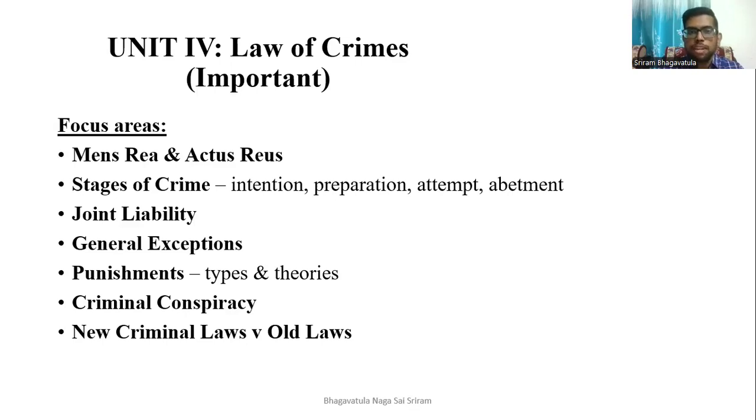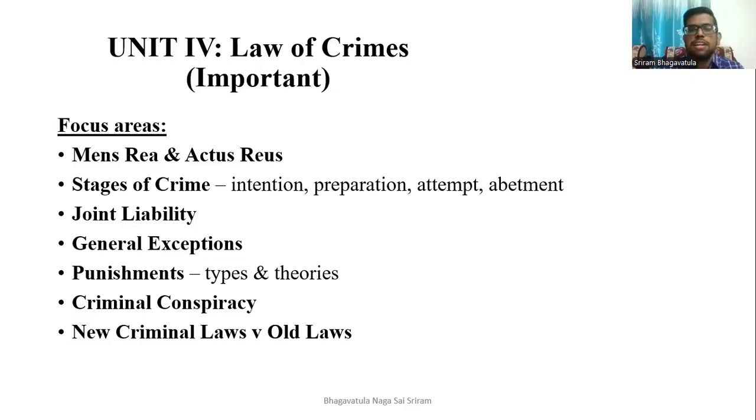Next comes the concept of criminal conspiracy. When a person is said to have committed a criminal conspiracy, you need to see Nalini versus State of Tamil Nadu, that is the Rajiv Gandhi assassination case. All of those things and a lot of cases are very, very important, which you need to focus on, right?